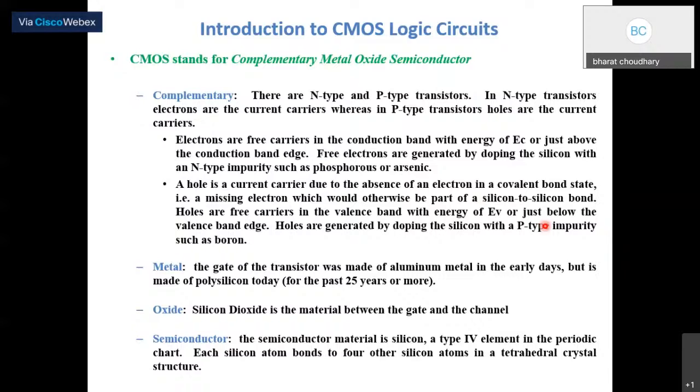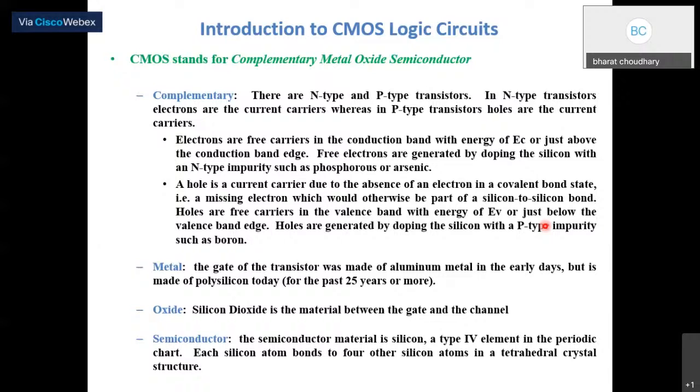It depends on the doping concentration as well as the variation in temperature. So where the Fermi level lies, it may be at the valence band or just above or just below the valence band.